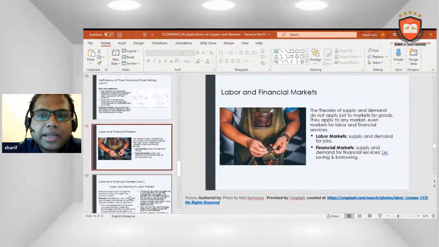Labor and financial markets. The theories of supply and demand do not apply just to the market for goods. They apply to any market, even markets for labor and financial services. Labor market: supply and demand for jobs. Financial market: supply and demand for financial services. Example: saving and borrowing.